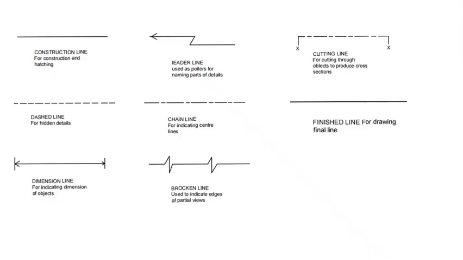Then we have the chain line for indicating centers of circles, centers of pipes, and so on and so forth. Then we have the dimension line. This is dimension line for just indicating the dimension of objects, for sizing objects.